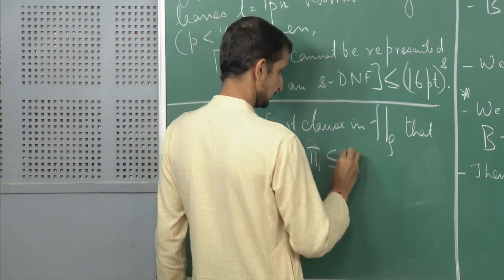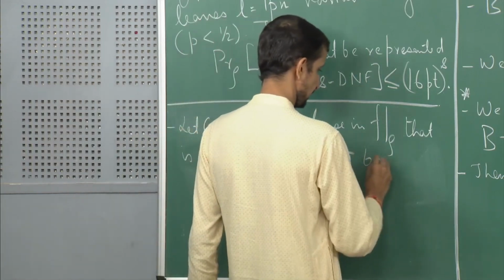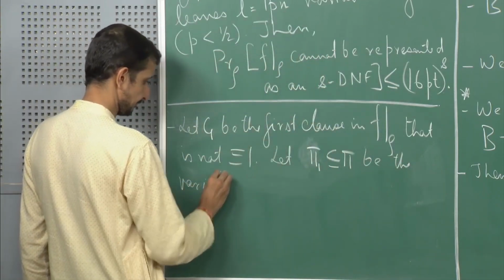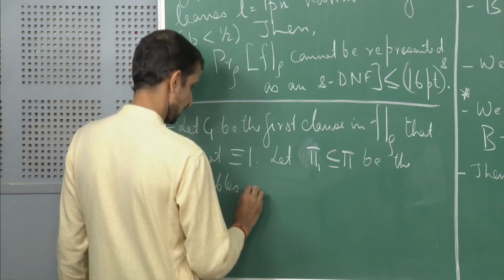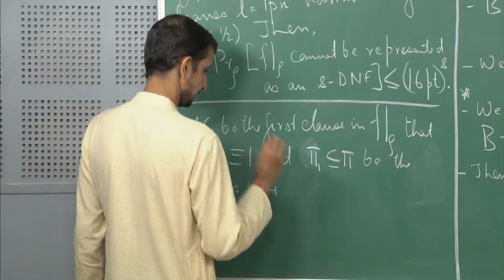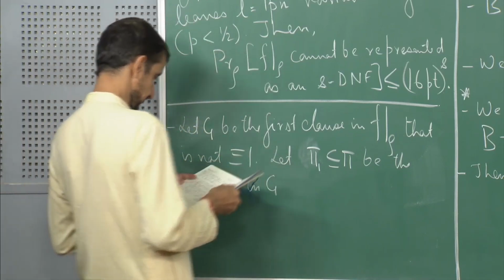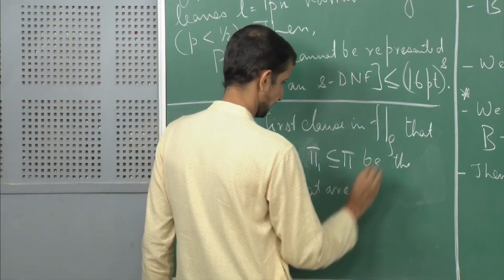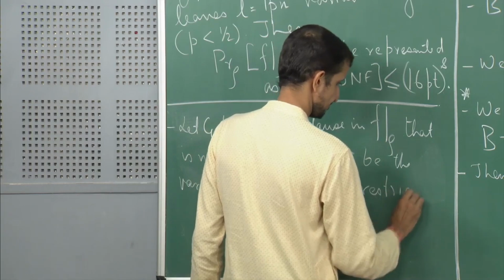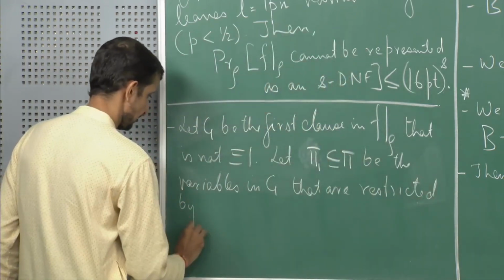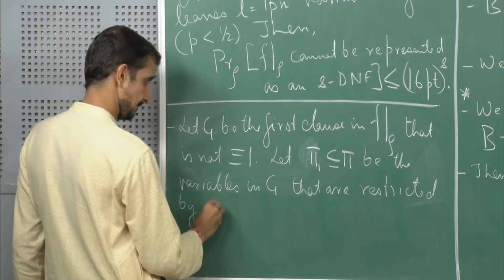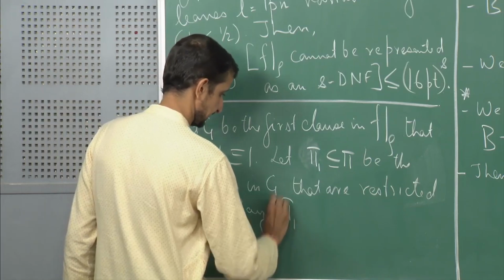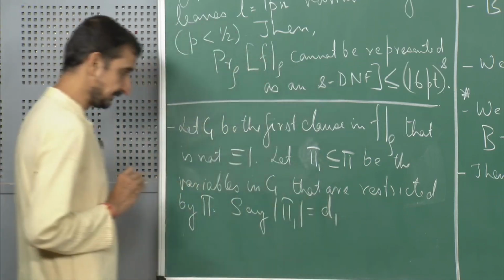Let pi 1, subset of pi, be the variables in, how do I write this, that are restricted by pi, and let us say that size of pi 1 is some d1. Okay.